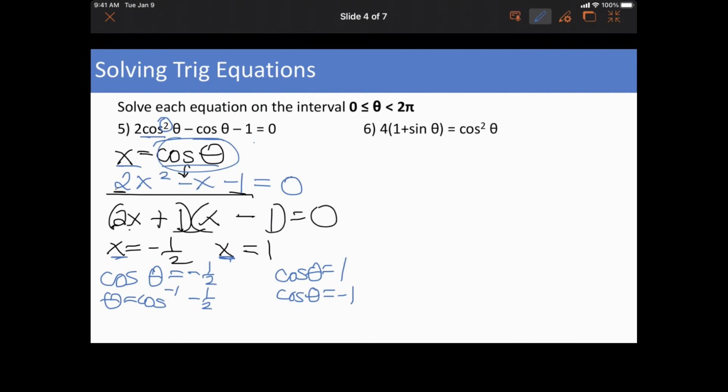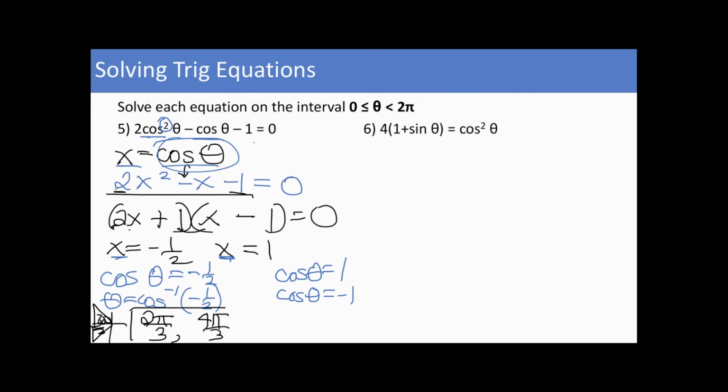Now for this one, a half, that's going to be in 2 quadrants, right? Where cosine is negative. Cosine is negative in the second and third quadrant. So if -half is here, what angle is going to be that? That's going to be 60. So 60 would give me, that's 3 in the denominator. So that's going to be 2 pi over 3. And the next one's going to be 4 pi over 3. 2 pi over 3 is going to be in the second quadrant. 4 pi over 3 is going to be in the third quadrant.